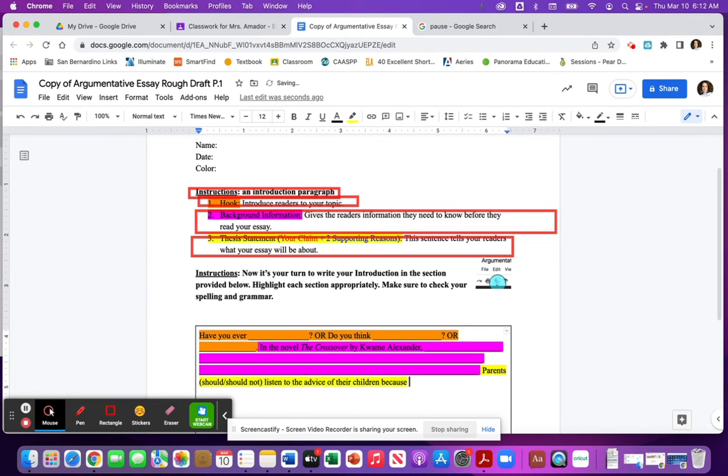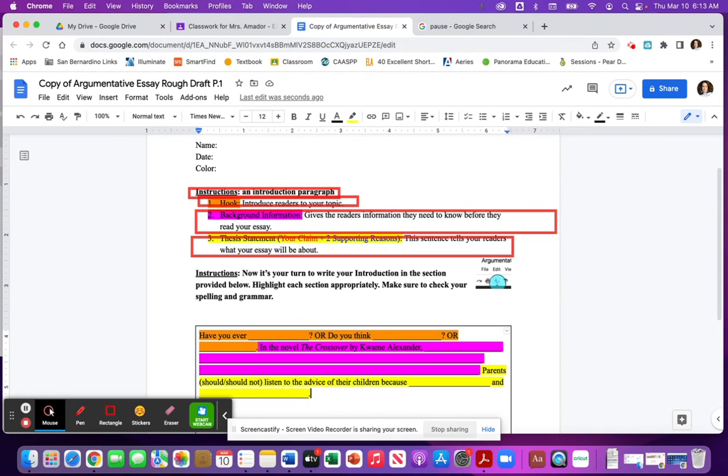Now we need to add our two supporting reasons. So we're going to write because. And you need to come up with two different reasons. Right? So think about two simple, specific reasons. You don't want them to be the same. That's the big danger with thesis statements. You don't want them to be the same exact reason.